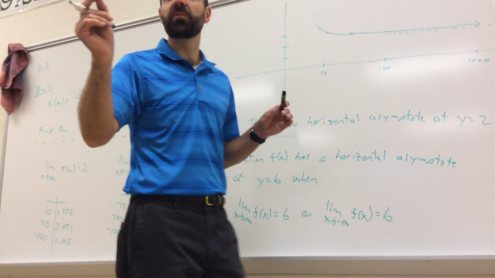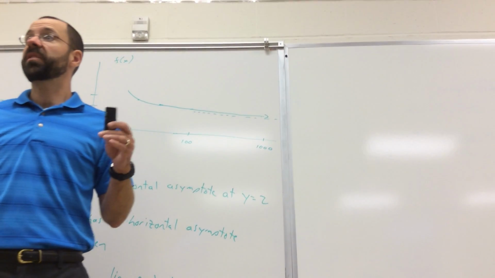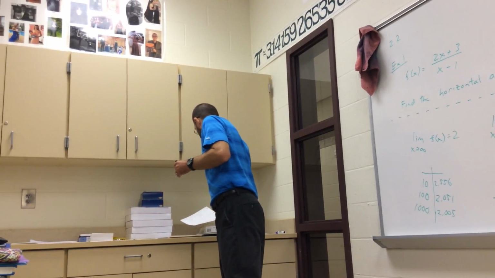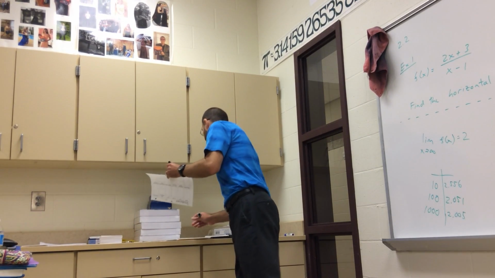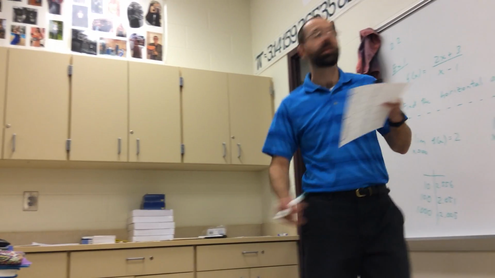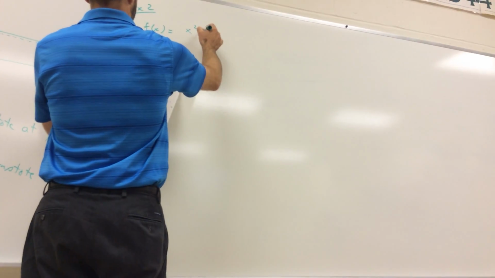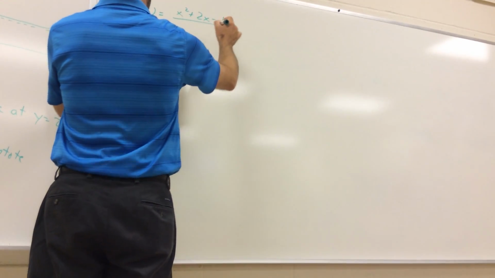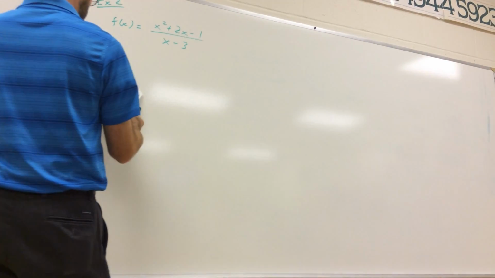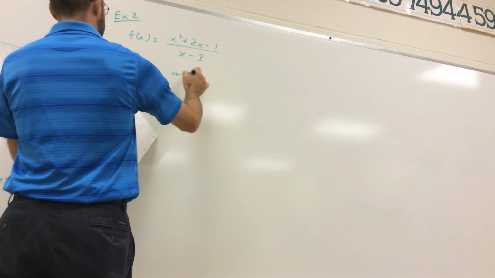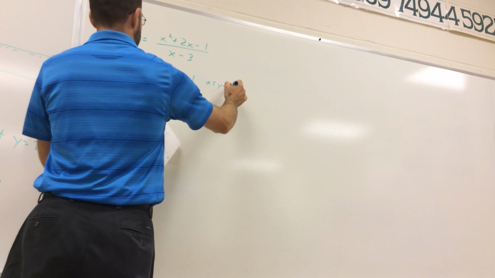Okay, so Stephen, when I asked about horizontal asymptotes, brought up something about vertical asymptotes. So we're also going to talk about vertical asymptotes today. So that's horizontal asymptotes. So let's see. We're going to have f of x. So this is example 2. So this time f of x is x squared plus 2x minus 1 all over x minus 3. And the question is, find the vertical asymptotes.